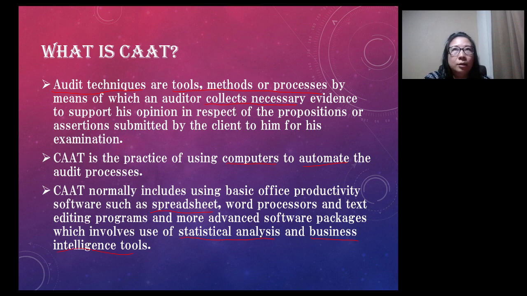Of course, CAAT can only be used if the company is already using IT when processing data. If the company is still using manual activity, for example paper, or let's say they use Excel, it means that CAAT cannot be used in that kind of company.